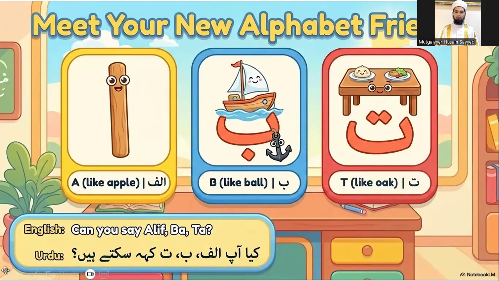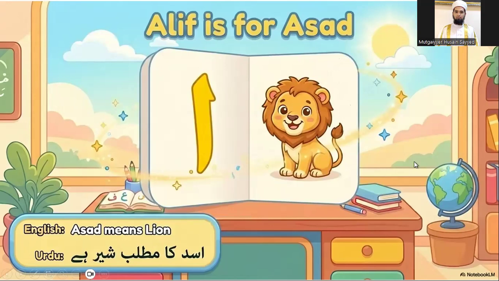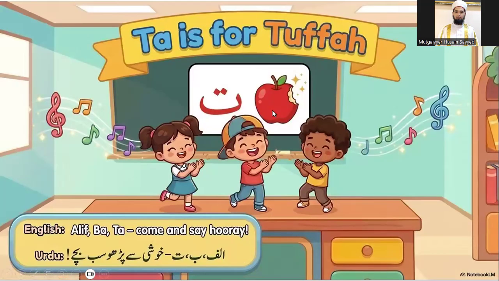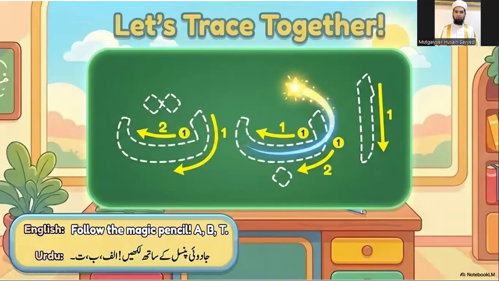Alif, Ba, Ta. So Alif for Asad. Repeat after me. Alif is for Asad. Asad means lion. Ba is for Bab. Bab means door. Ta is for Tuffah. Tuffah means apple.